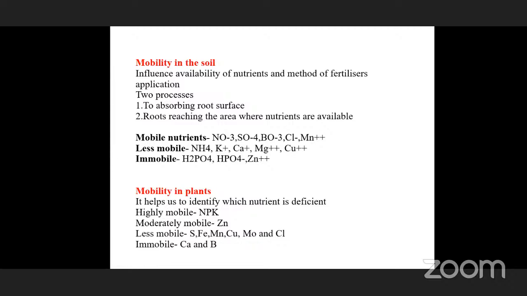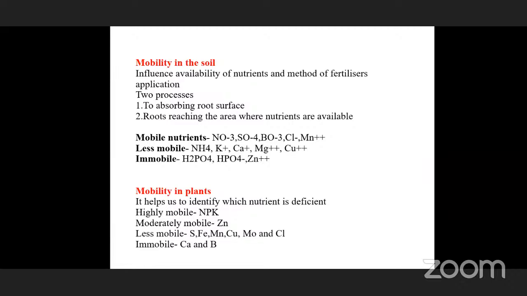In the plant, based on this mobility, we can say which nutrient is deficient. If the nutrient is highly mobile, then the deficiency symptoms can be seen in the lower leaves. For example, NPK is highly mobile. So they are moving to the top position, and then we can see the deficiency symptoms on the lower leaves. In the same way, moderately mobile is zinc, and less mobile.